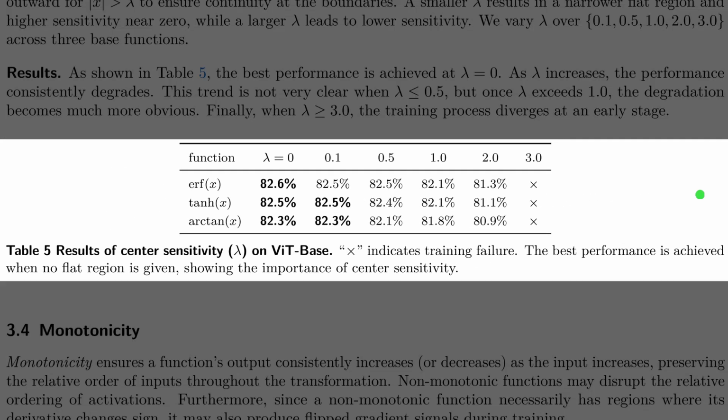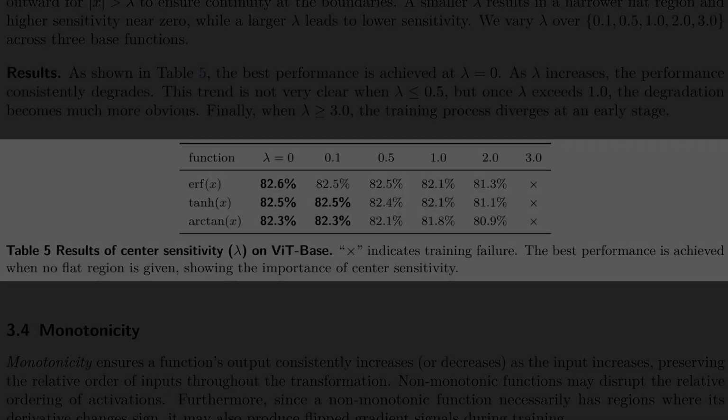Table 5 turns to center sensitivity, which they control by adding a flat region around 0 with width lambda. The first column, with lambda equal to 0, meaning no flat zone, gives the best accuracies for ERF, TanH, and ArcTan around 82 to 83%. As lambda grows from 0.1 to 2.0, accuracy steadily declines for all 3 functions. At lambda equal to 3.0, training fails completely, so strong responsiveness near 0 clearly matters for stable ViT-based training.